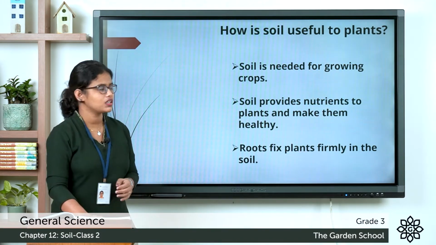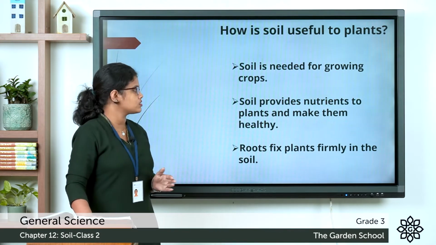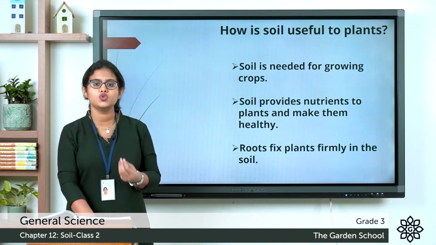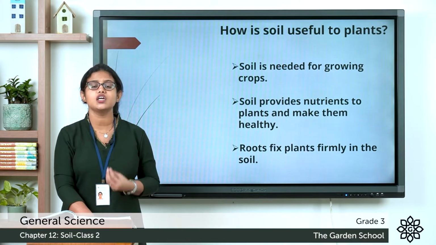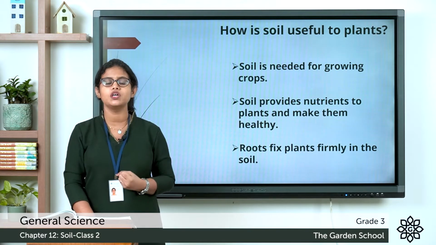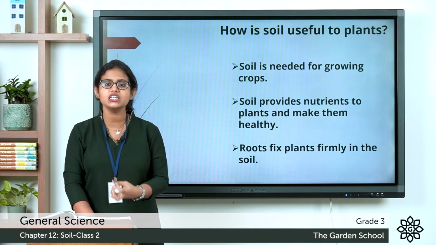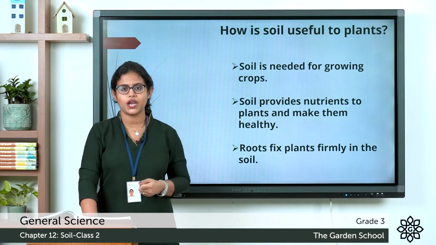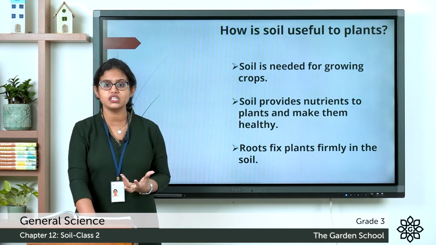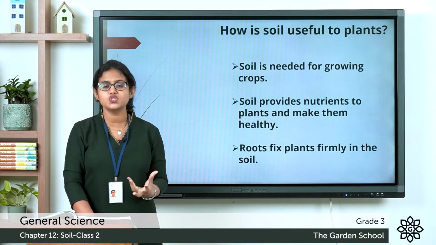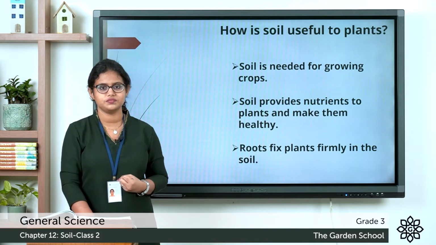See the second one. Soil provides nutrients to plants and makes them healthy. Do plants need nutrients? Yes, they need nutrients to grow. The roots absorb nutrients which are present in the soil and carry them to all parts of the plant. So, plants need nutrients that make them healthy. So, soil provides nutrients to plants.